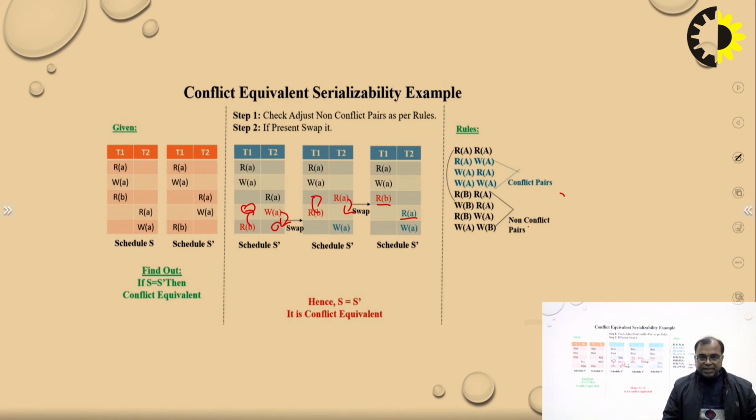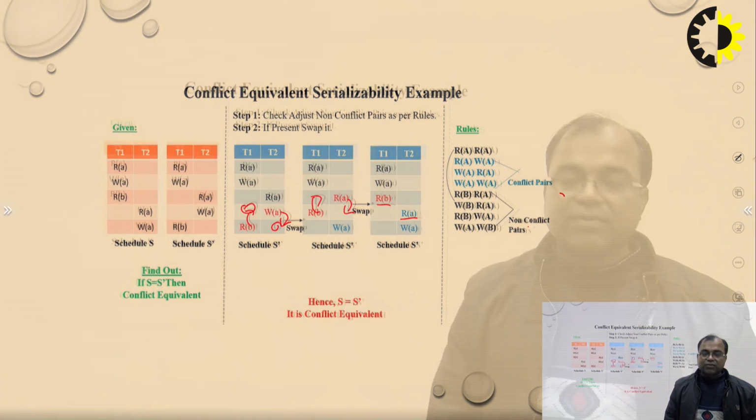So what are the steps? We must check the conflict pairs. The first step is to check and adjust the non-conflicting pairs as per the rules. We look at the non-conflicting pairs, and then, if present, we swap them. So this is all about conflict equivalent serial schedules.